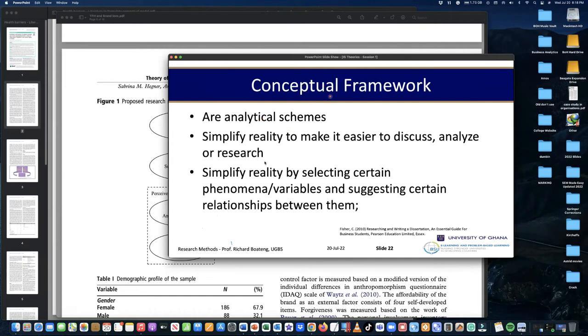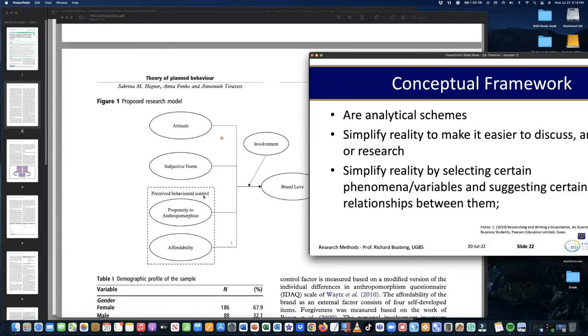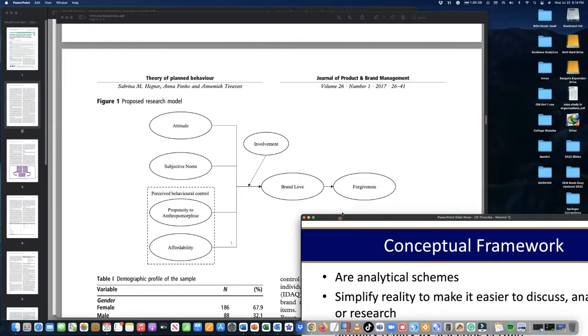Conceptual framework simplifies reality by selecting certain variables and suggesting certain relations between them. That's Fisher's definition: selecting certain variables. Hasn't he selected certain variables? He selected some from the literature, some from a theory, and selected brand love as a concept. He went to look at the literature and put in involvement here. And then he looked into the literature and said that love can go to forgiveness.